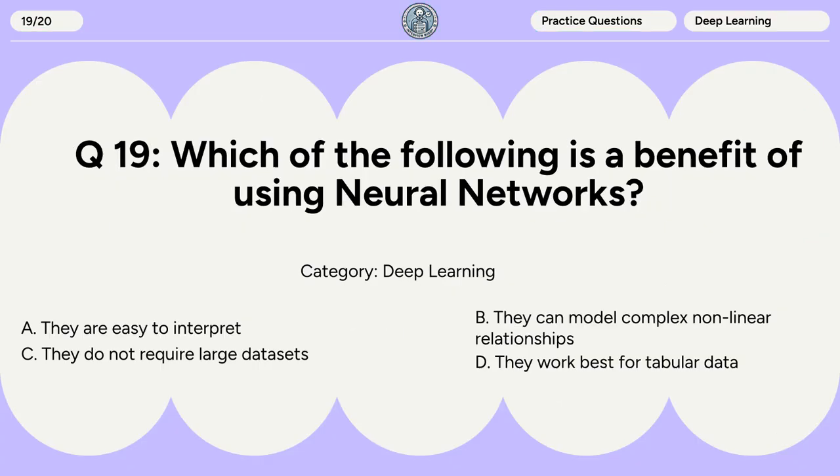Question 19. Which of the following is a benefit of using neural networks? A. They are easy to interpret. B. They can model complex nonlinear relationships. C. They do not require large datasets. D. They work best for tabular data.